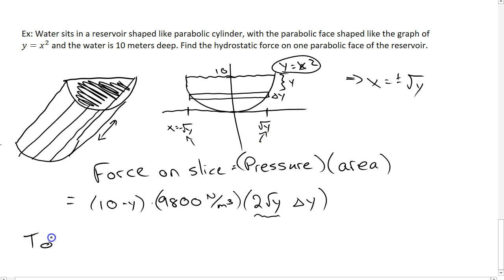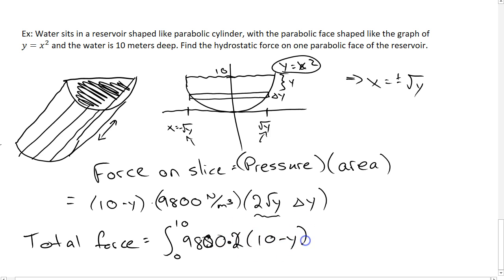Okay, so the total force is going to be the integral. I can have a slice anywhere between y equals 0 and 10. Then I'm going to integrate this function here, because I'm adding up all the forces. So I have 9,800, then I have 2, and then I have 10 minus y, I have a square root of y, and I have a dy.